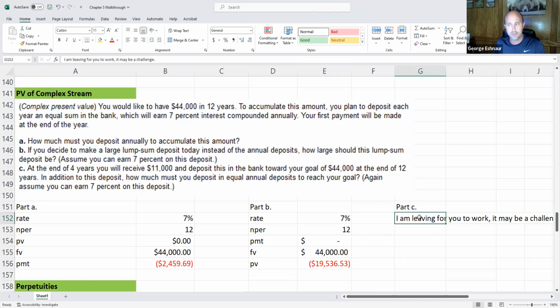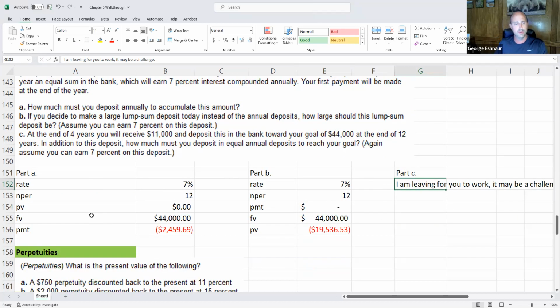I am leaving part C. It might be a little bit of work. It might be a challenge, but I'm not doing that part for you. I want you to look at it and think about what you can do with it.